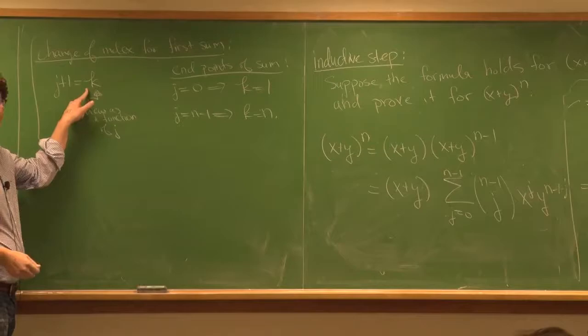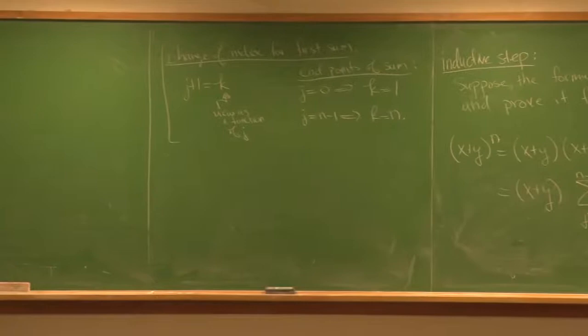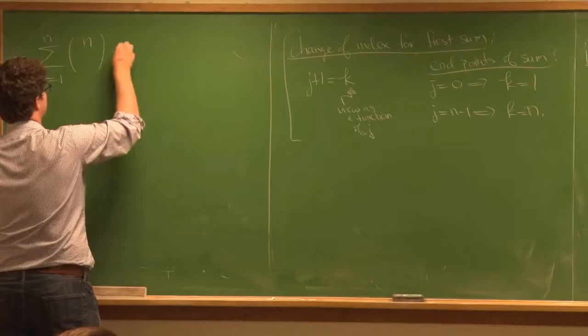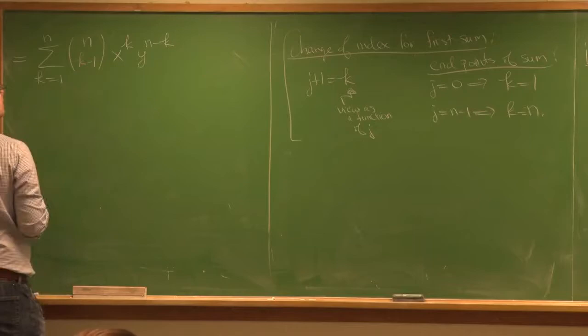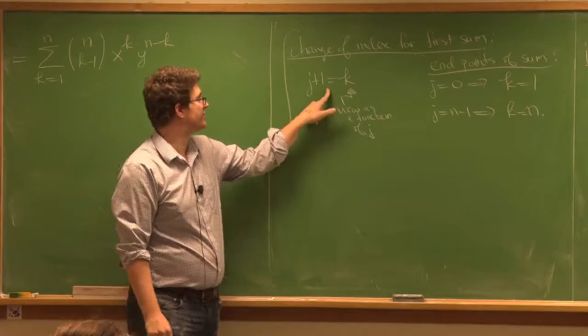Do you guys see that? So now I'm just going to put that into the first sum. So now I'm going to go back over here, and I'm going to start copying down that sum again. But now in the first sum, I'm going to go from k is equal to 1 up to n of n minus 1 choose something, right? And then this is just x to the k, y to the n minus k. What do I put here? k minus 1, because k is j plus 1. So you can do it both ways. You can solve for this and say that j is k minus 1 and just put it in. You'll get the same thing.